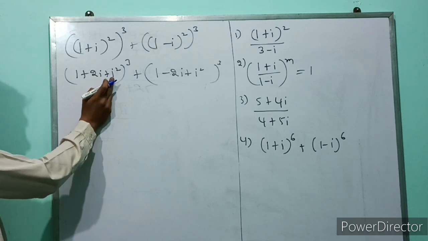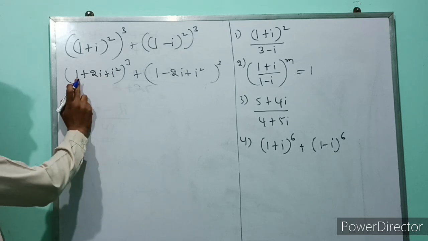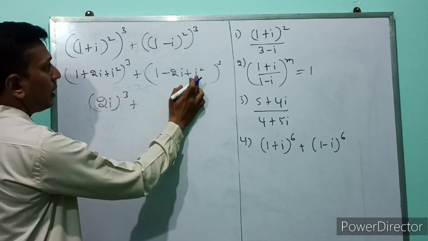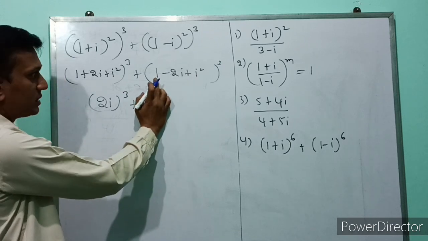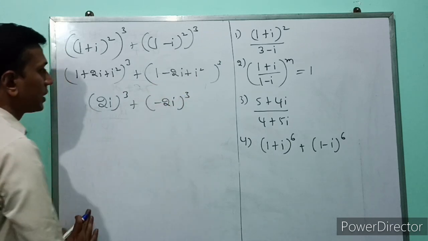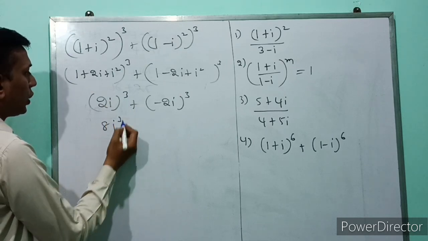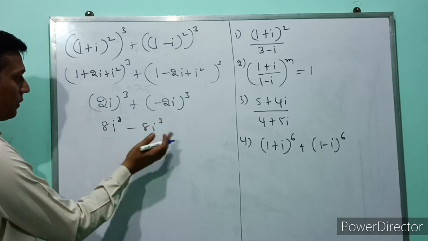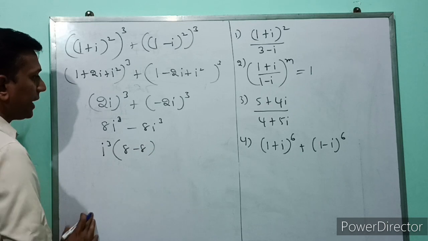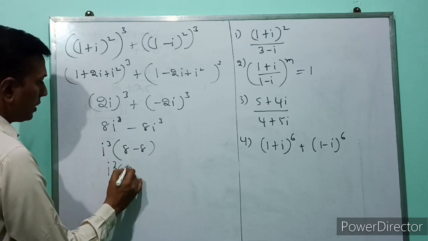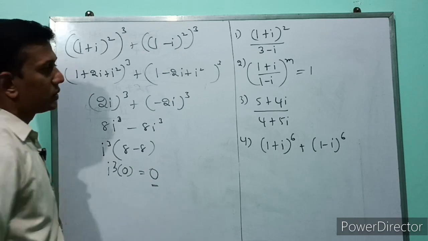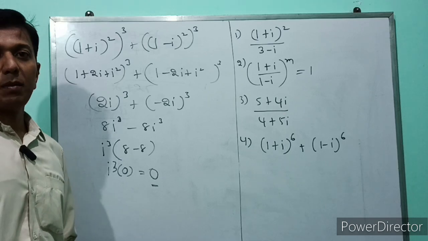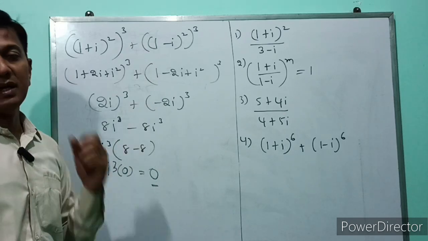Here i square value is minus 1. This minus 1 plus 1 gets cancelled. We get only (2i) whole cube. Here i square is minus 1 and here plus 1, 0. You will get only minus (2i) whole cube. So (2i) whole cube is nothing but 8i cube minus 8i cube. When you take i cube as common, 8 minus 8, so the value is going to be 0.